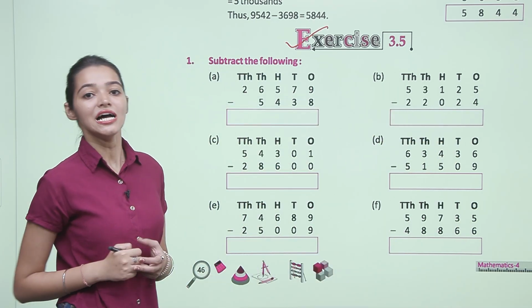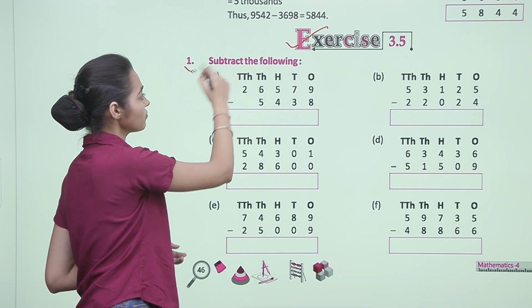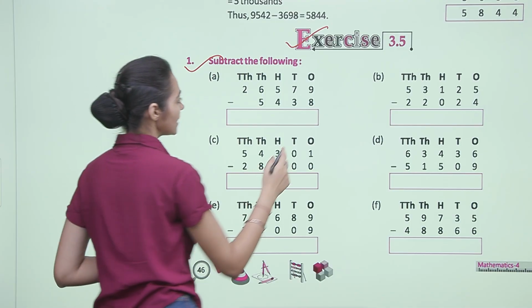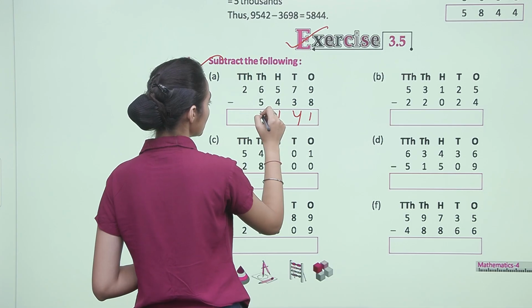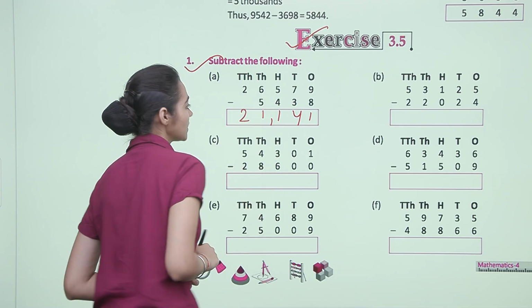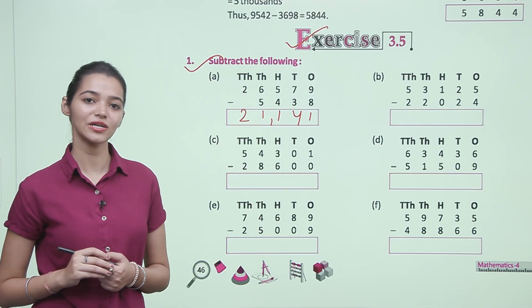Now let's start with exercise 3.5. In the first part, we have to subtract them. 9 minus 8 is 1, 7 minus 3 is 4, 5 minus 4 is 1, 1. So it is 21,141. That's how you can complete the remaining part.